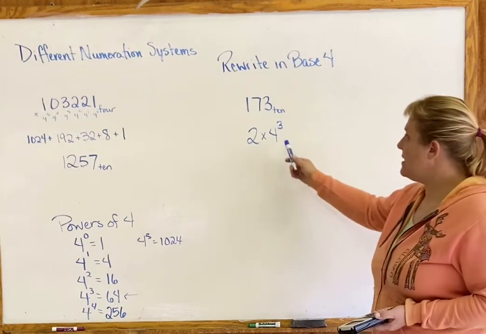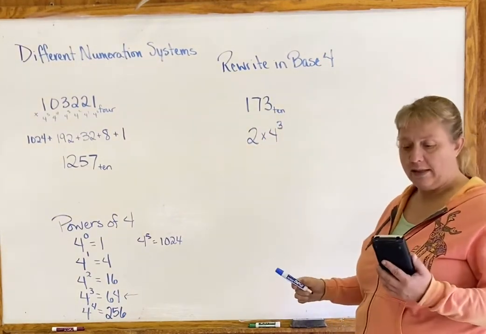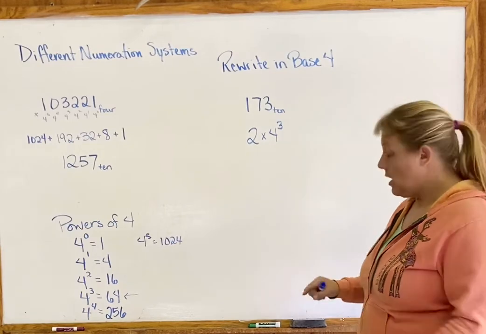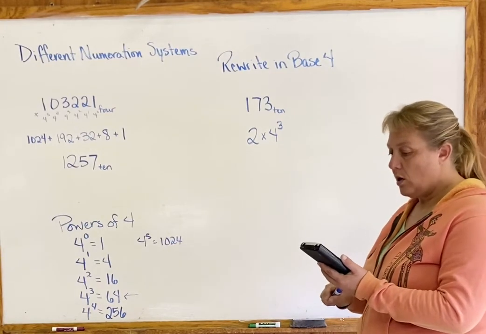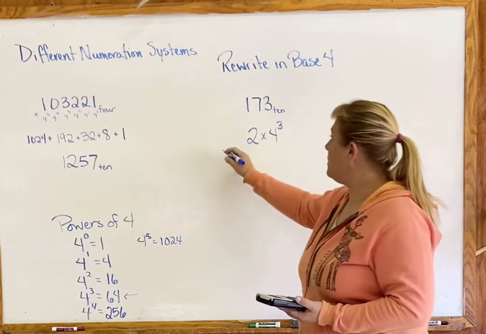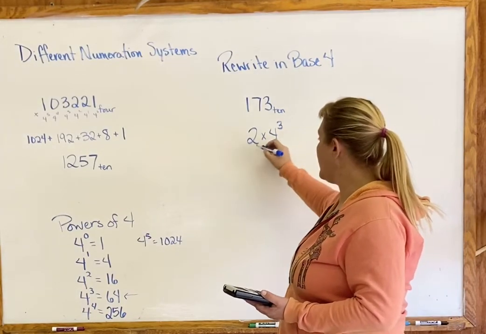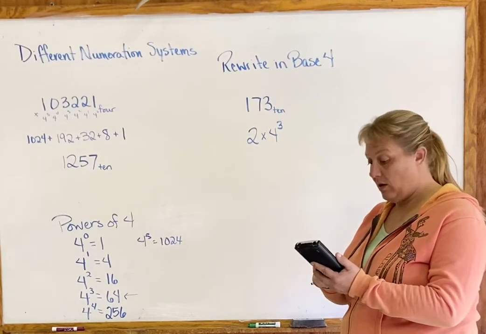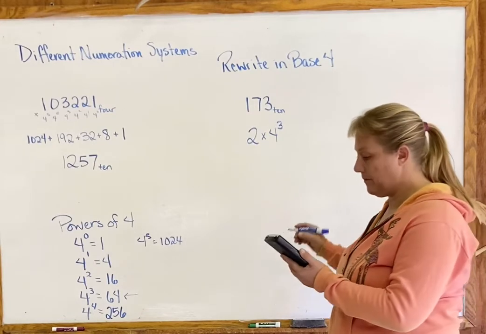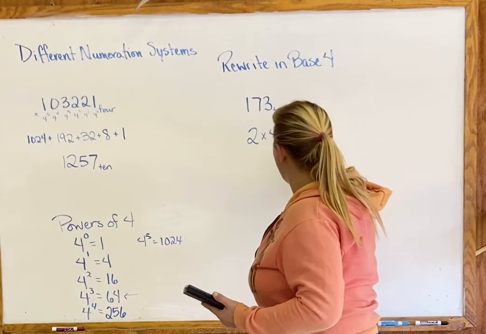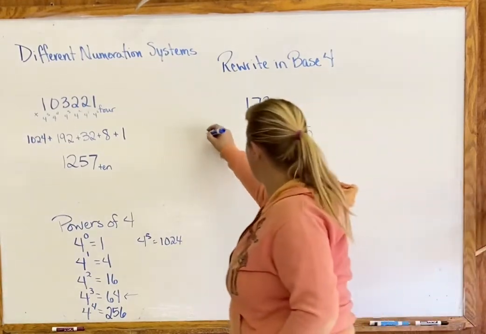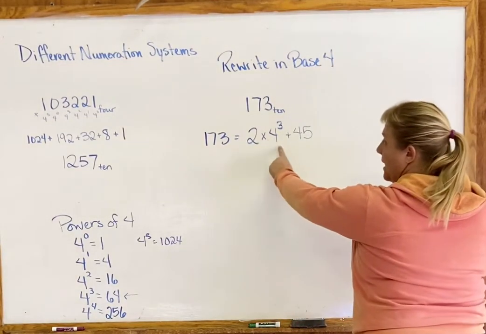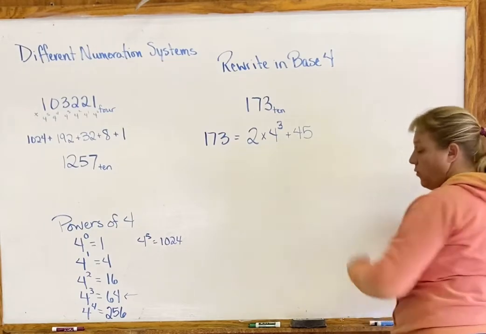But the problem is that it's not perfect, is it? It said 2.7. So I wrote that there are 2 times 4 to the third, but there are some leftovers. So if we go 2 times 64, we get 128. So in order to get 128 up to 173, we need to see what the remainder would be. 173 minus 128, so we're gonna go plus 45. So this right here is another way to write the number 173: 2 times 64, which is 128, plus 45.